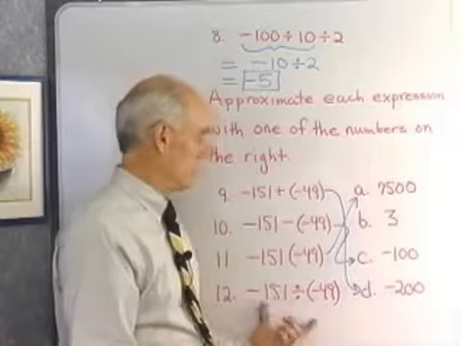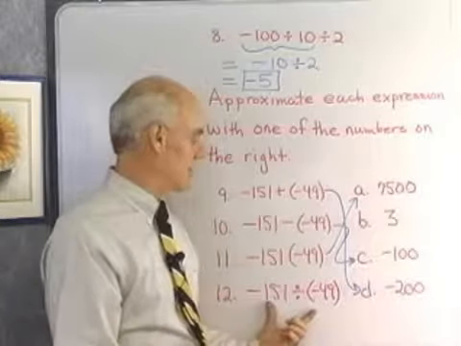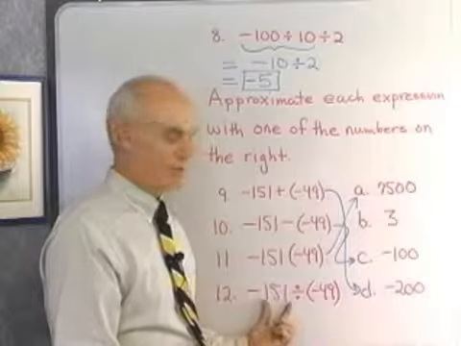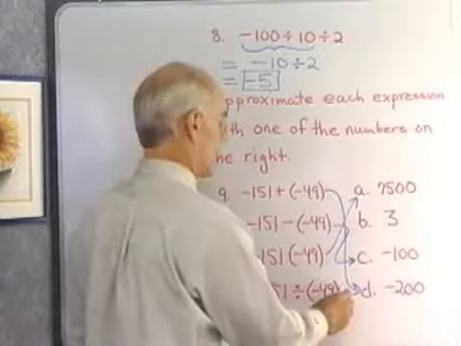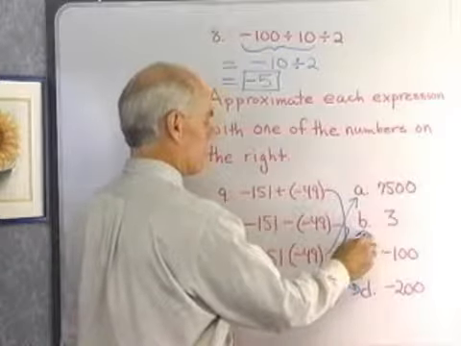And now here's negative 151 divided by negative 49. I'm doing division. The two numbers have the same sign, so the answer will be positive. This is about negative 150, and this is about negative 50. When I do that division, I should get something that's close to positive 3.